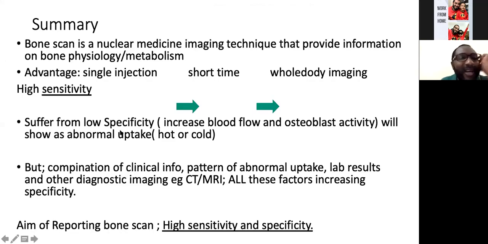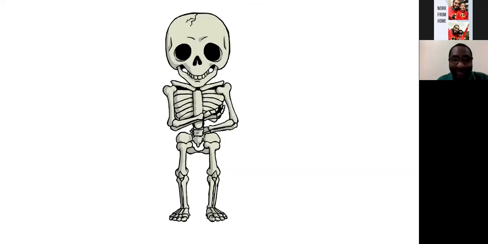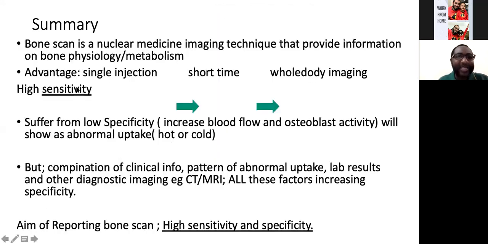So in summary, I would like to end by saying that a bone scan is a nuclear medicine imaging technique that provides us with information on bone physiology and metabolism, like I said. The advantage of a bone scan, to answer your question, is that with a single injection, within a short time, you will get the whole body of the patient. It is extremely sensitive, but we suffer from specificity, because anything that increases bone turnover will show as increased uptake.